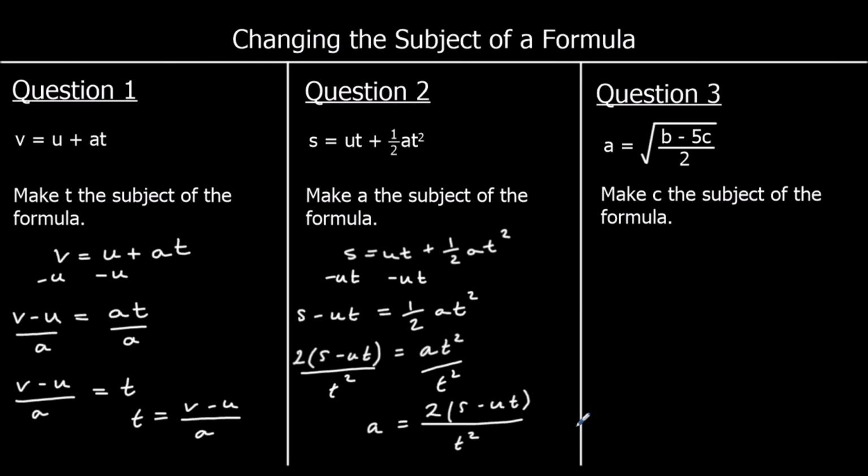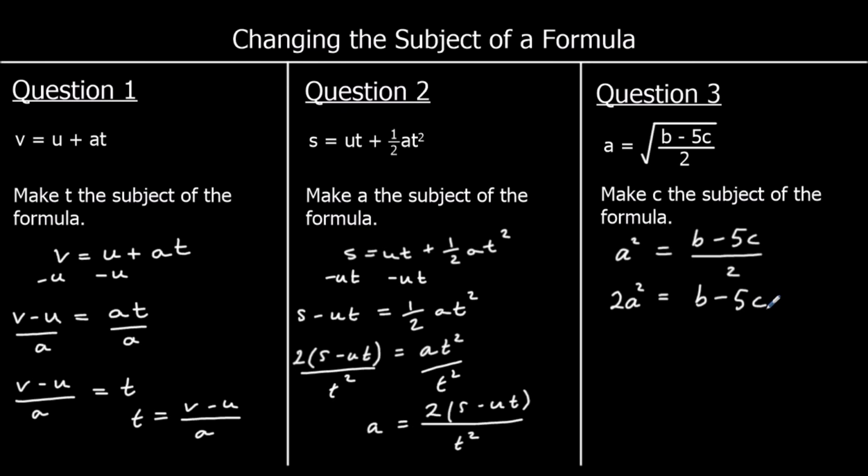And question 3, make c the subject of the formula. So a equals the square root of b minus 5c over 2. So to get rid of a square root, we're going to square both sides. So that's our first step. So that gives us a squared equals b minus 5c over 2. Then I'm going to get rid of my divided by 2 by multiplying both sides by 2. So 2a squared equals b minus 5c.